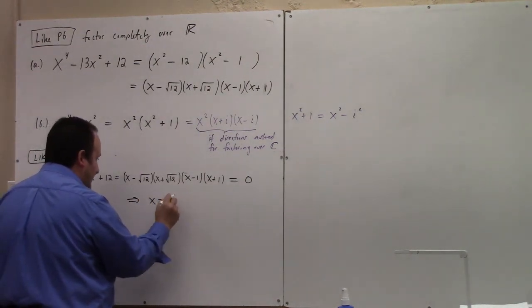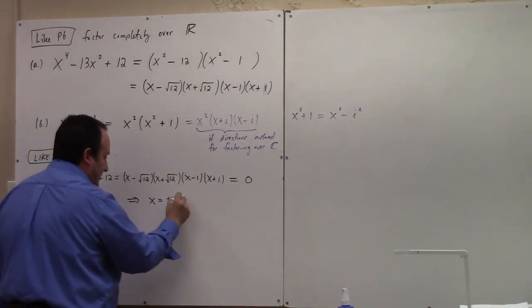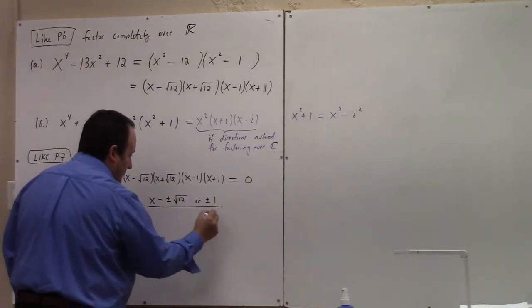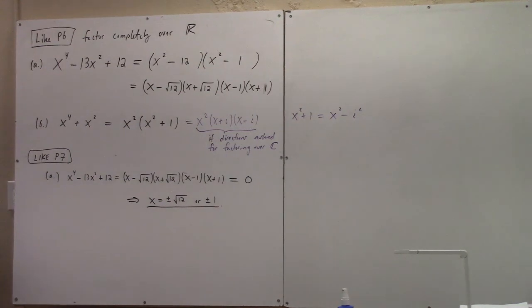Right, x is equal to plus or minus the square root of 12, or plus or minus 1, right? Or you could list them: plus root 12, minus root 12, 1, minus 1. There's four solutions.